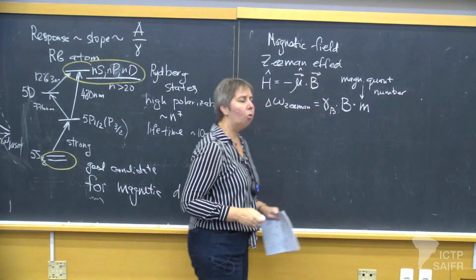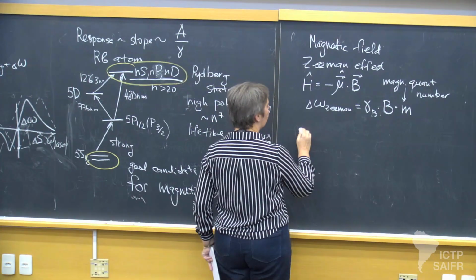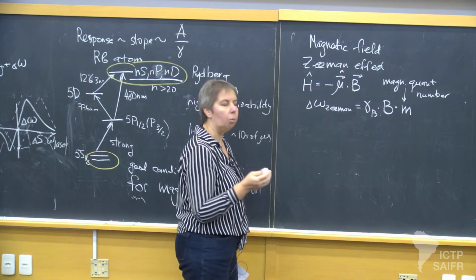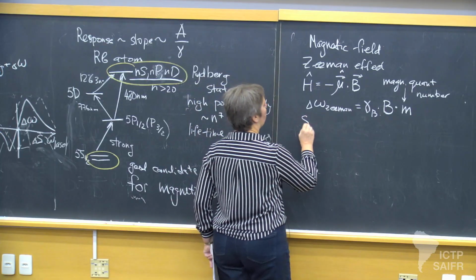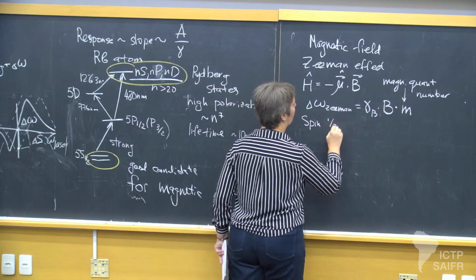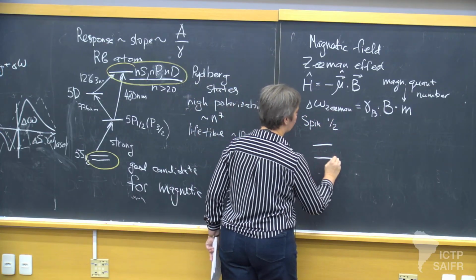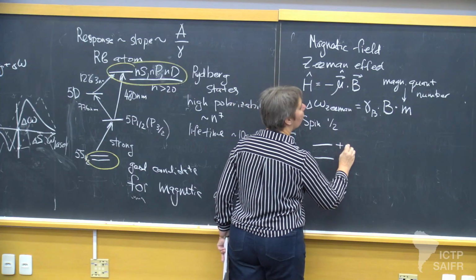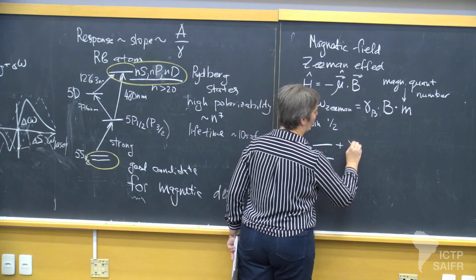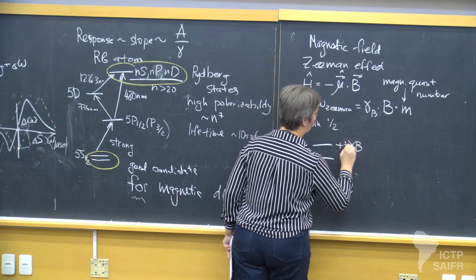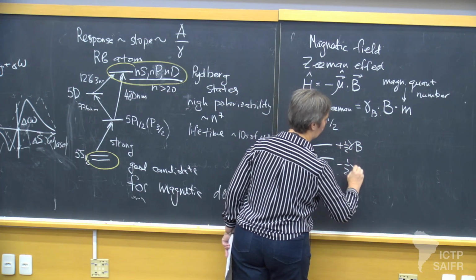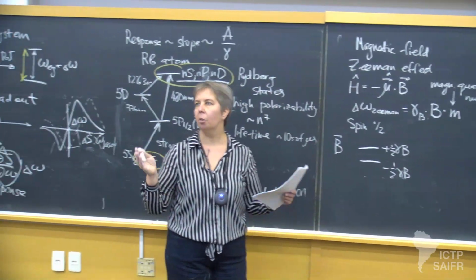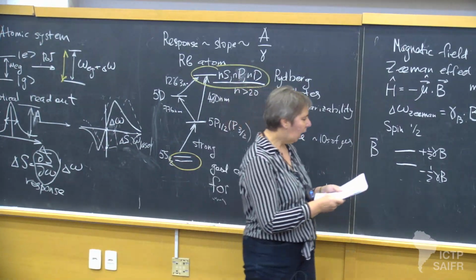OK. So for example, if we have an electron, then of course we have spin 1/2. So if we have spin 1/2, then in the magnetic field, it's going to be plus 1/2 gamma B, minus 1/2 gamma B, right? So the level splits, famous Stern-Gerlach experiment and all this stuff.